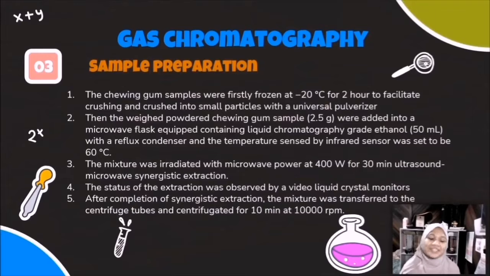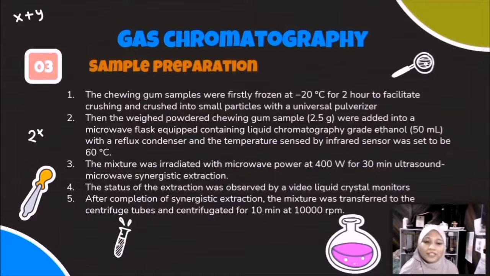Third, sample preparation. The chewing gum samples were first frozen at negative 20 degrees Celsius for 2 hours to facilitate crushing, and crushed into small particles with a universal pulverizer. Then the weighed powdered chewing gum sample, 2.5 gram, was added into a microwave flask containing 50 ml liquid chromatography grade ethanol with a reflux condenser, and the temperature sensed by an infrared sensor was set to 60 degrees Celsius. The mixture was irradiated with microwave power at 400 watt for 30-minute ultrasound microwave synergistic extraction. The status of the extraction was observed by a video liquid crystal monitor.